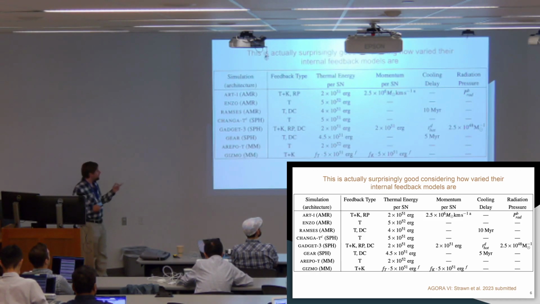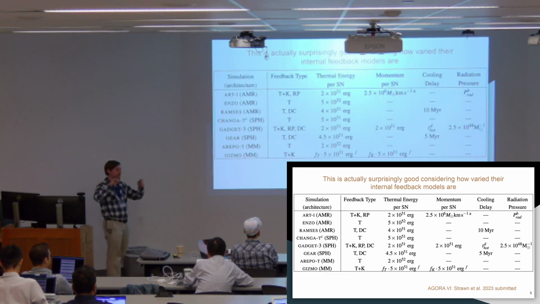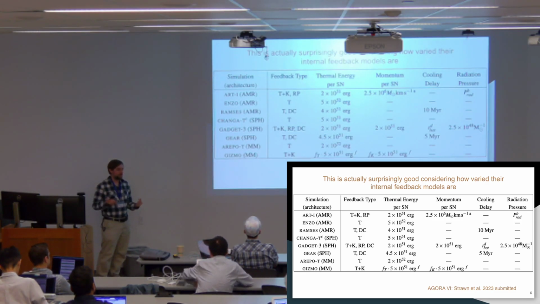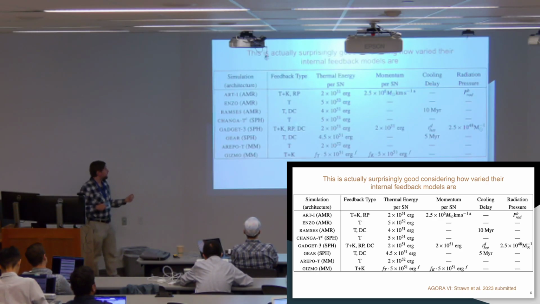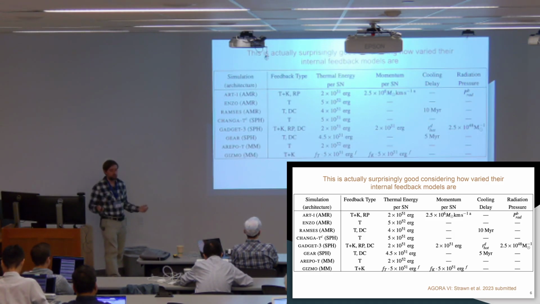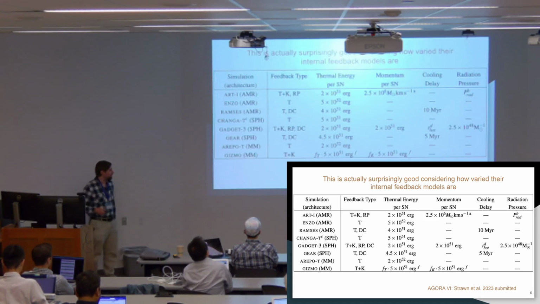Some of them also have kinetic feedback. That's the K, basically saying that when a supernova goes off, it shoots gas out at some velocity rather than just heating it. We also have a couple things like radiative pressure, which is where new stars basically create a pressure term right around them before the supernovas have gone off. And delayed cooling, which is where when a supernova goes off, it sets off a bunch of ionization, and it changes the cooling structure for at least a few years, 10 megayears to 5 to 10, depending on the code.